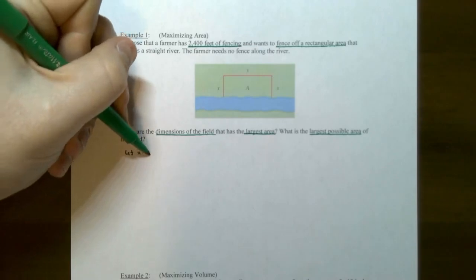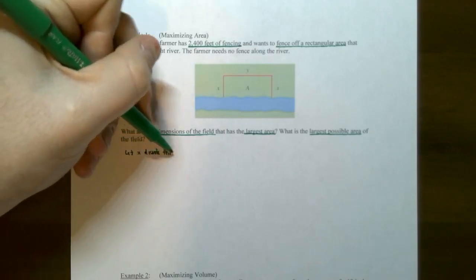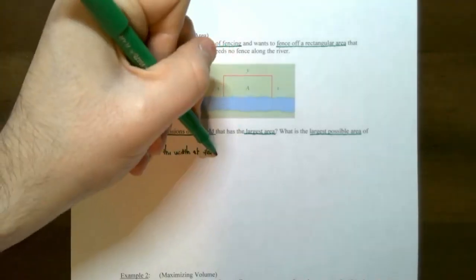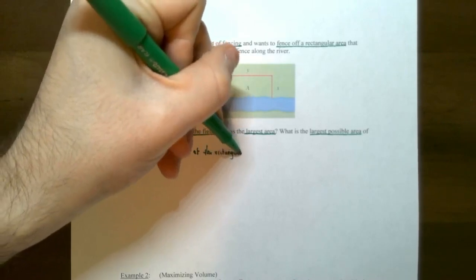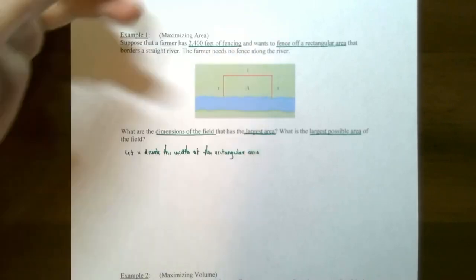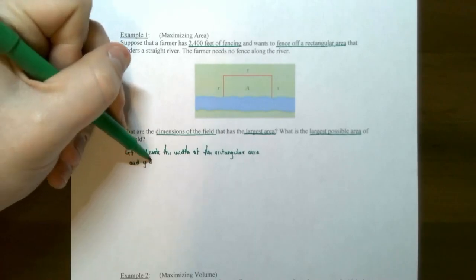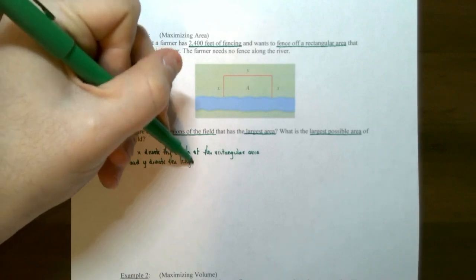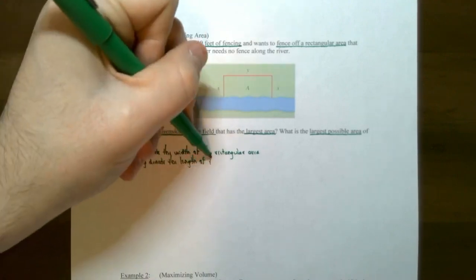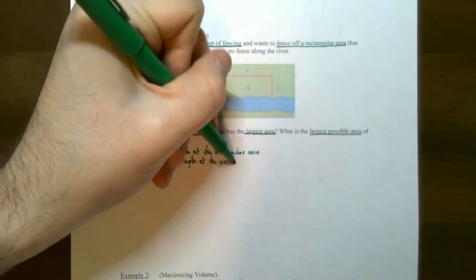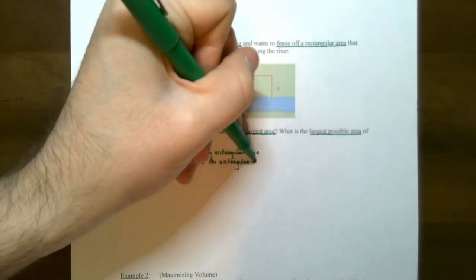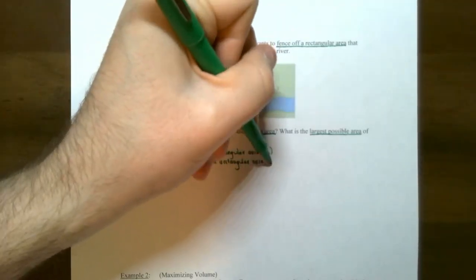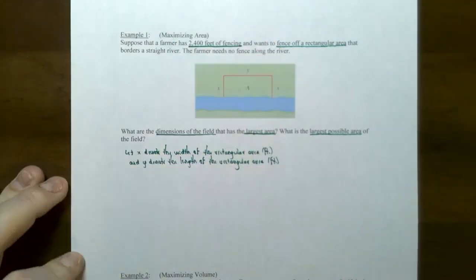So let x denote the width of the rectangular area. And we'll let y denote the length. Be very descriptive of what the variables represent. Both the length and the width are measured in feet because the 2,400 is measured in feet.